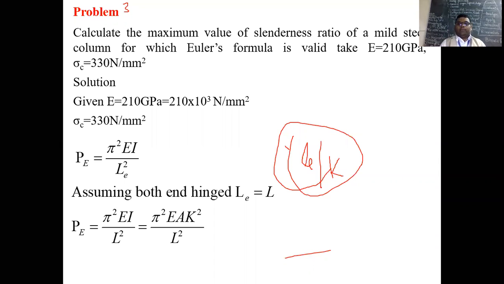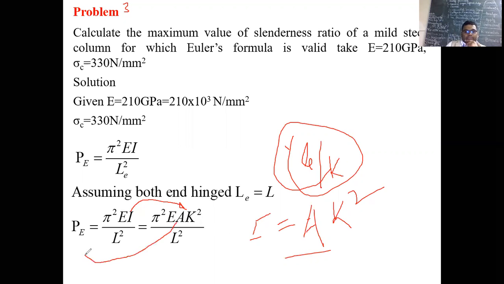You already know that I is equal to A K square. So just put the value of this. Here I is equal to A K square. And now you shift this A here upon this, so this becomes sigma c.